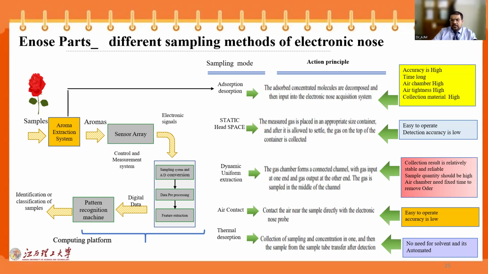The dynamic headspace one can collect results relatively stable and reliable, but the sample quality should be high, and the air chamber also needs a fixed time to remove the odor, because the chamber that has the odor should be purged. The air contact one is easy to operate, but we have an accuracy problem. And also the thermal method, which needs no solvent and is automated, but again it will take time. So for making the ENose, we have an initial problem: how can I extract my odor and introduce it to my sensor part.